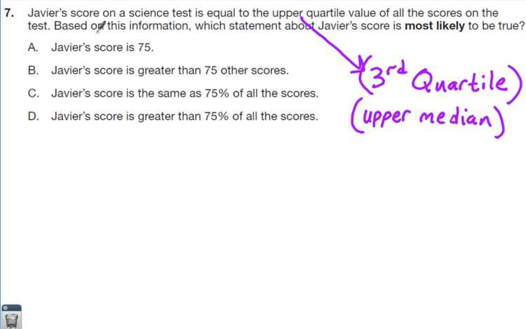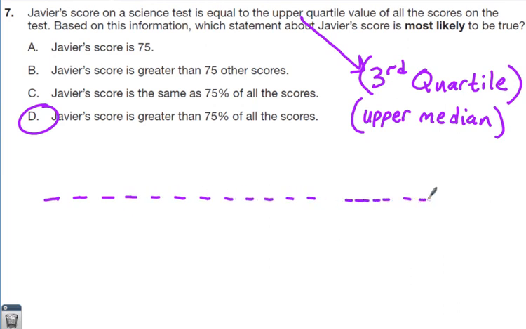Based on this information, which statement about Javier's score is most likely true? Javier's score is 75. Nope. Javier's score is greater than 75 other scores. Nope. Javier's score is the same as 75%. Nope. Javier's score is greater than 75%. It's D.